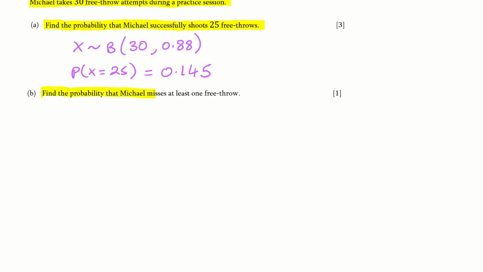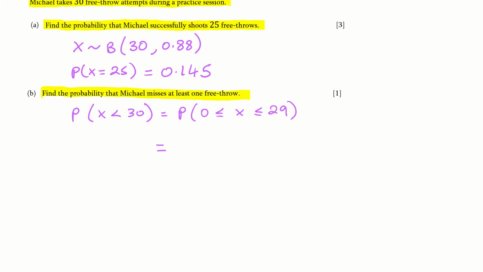Find the probability that Michael misses at least one free throw. Well, that just means the probability that x is less than 30. To get all of them, he would get 30. So anything less than 30 is missing at least one. That is equal to the probability of x being between 0 and 29. And again, that is calculator work.